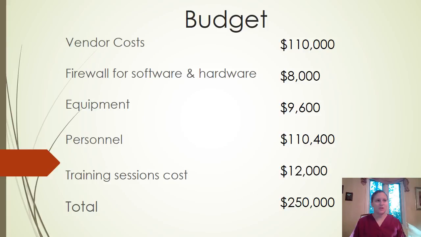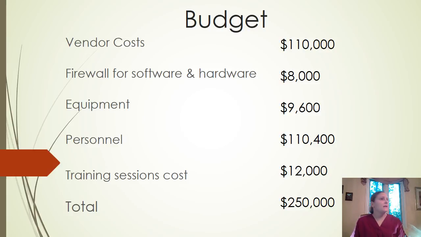In order to make this project work, there is a budget of $250,000. A multitude of that is the $110,000 for vendor costs, which includes the alert system implementation, as well as the upgrade in the EHR system. Also, there would be a firewall installed for software and hardware just to add security, which would be $8,000 to install. The equipment, which is the iPads and laptops, 10 of each, would be $9,600.